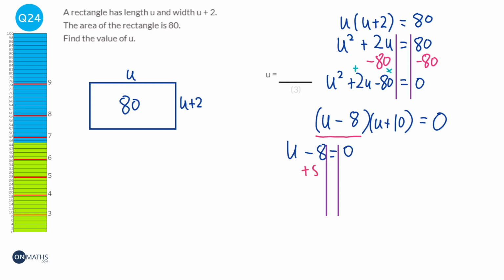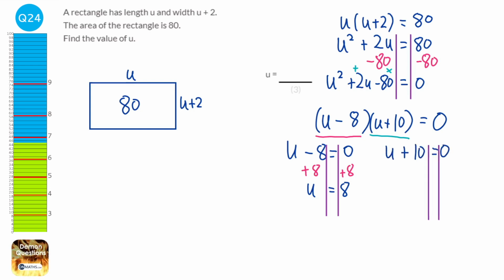And so we're going to add 8 both sides. And we've got u equals 8. And we're going to do the same for this right hand bracket. So u plus 10 equals 0. Get our lines in. And take away 10 both sides. So u equals minus 10.